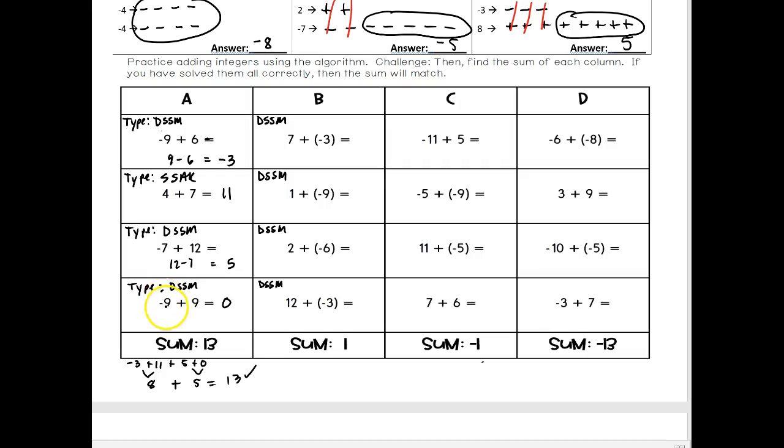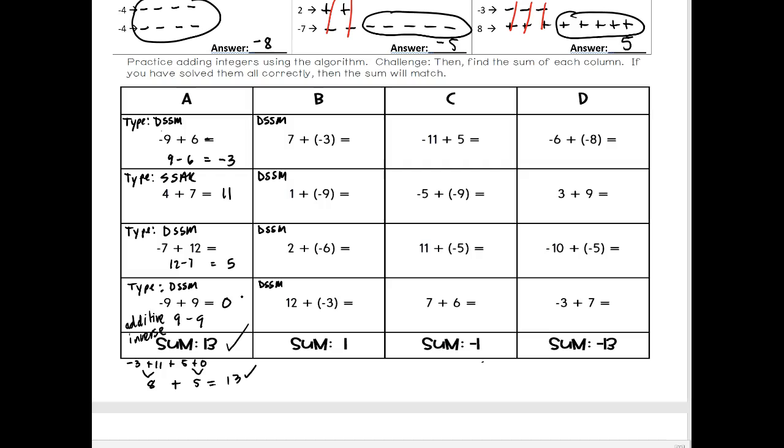The next one, negative 9 plus 9. Again, those are different signs, so really that becomes 9 minus 9. And there's no such thing as more negatives or more positives when it comes to 0. It's just 0. This is a good example of the additive inverse. Okay, so now what you'll notice is that I'll take all my answers, negative 3, 11, 5, and 0. And I'll add them up. Negative 3 plus 11, that's 8. 5 plus 0, that's 5. 8 plus 5 is 13, which is exactly what I was supposed to get on my sum.